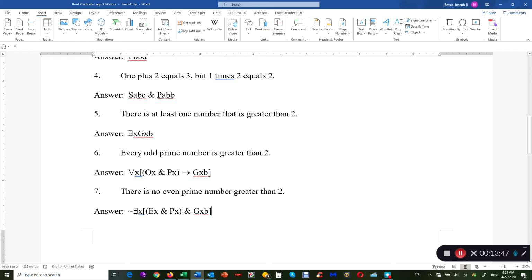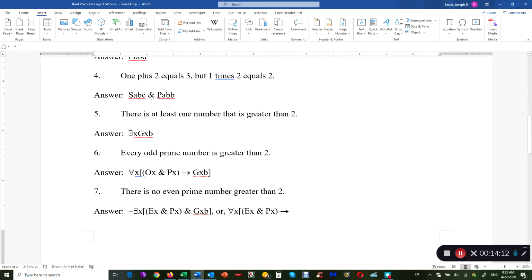Another way to say this, that's also very intuitive, there is no even prime number greater than 2, is to think of it as saying for all x, if x is an even prime number, then what?